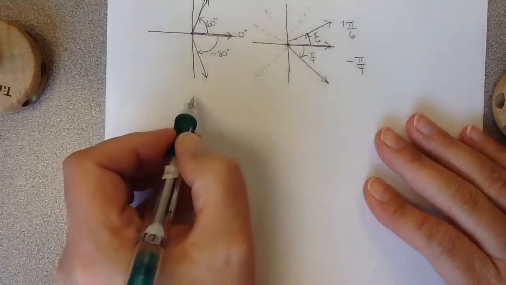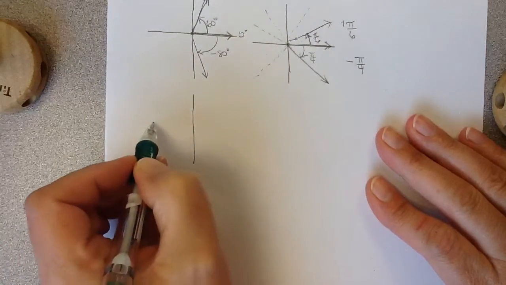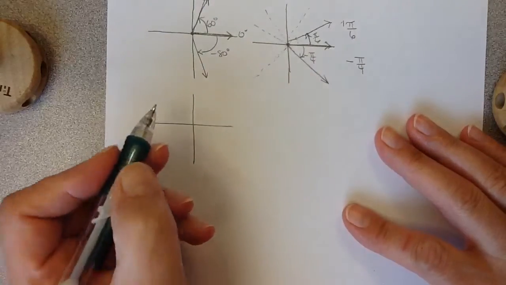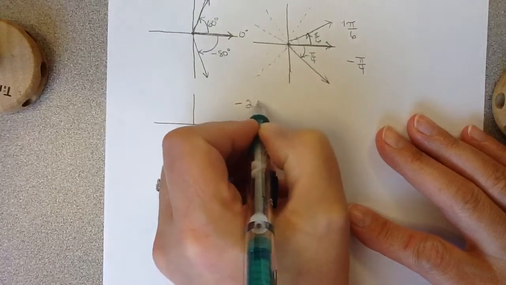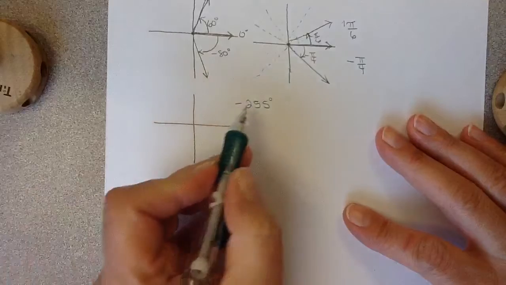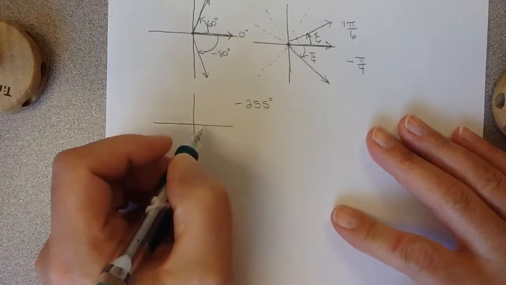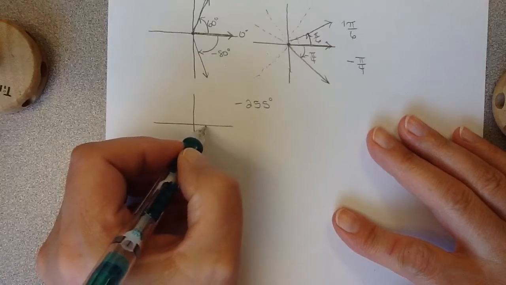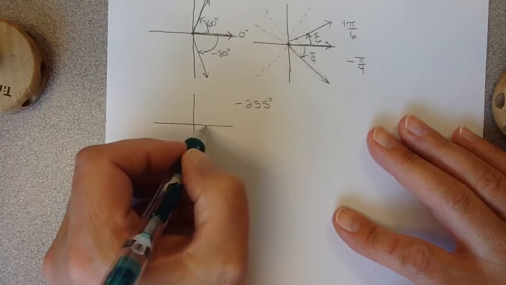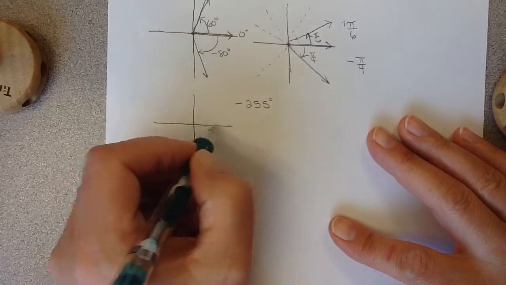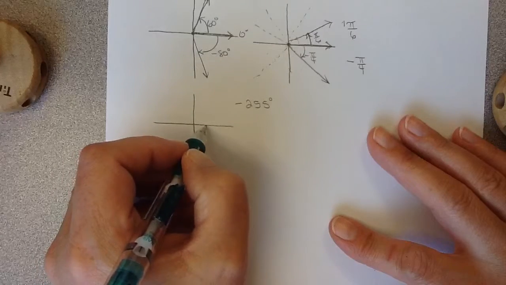Okay, couple more. Let's sketch an angle in standard position of negative 255 degrees. Negative is clockwise, and all I need to do is estimate. It doesn't have to be perfect. So I'm going to start on the positive part of the x-axis at 0 degrees. Notice I'm not bothering to draw on the initial side now.